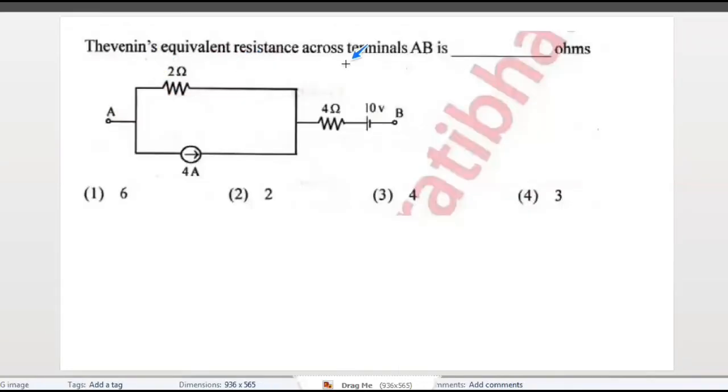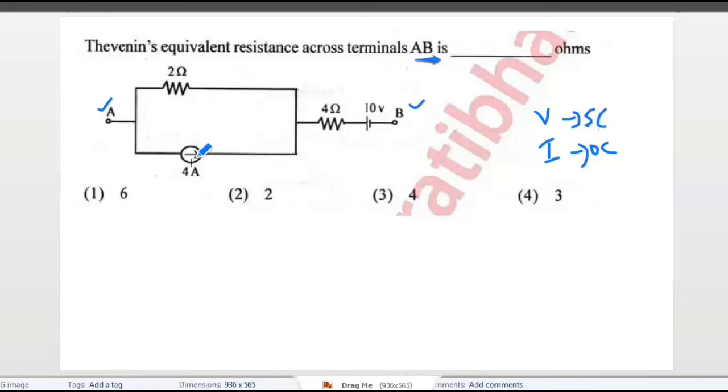Thevenin's equivalent resistance across the terminals A, B is. So you have to find the Thevenin's equivalent resistance between the terminals A and B. In order to find that, we need to short circuit the voltage source. So the voltage source has to be short circuited and current sources have to be open circuited, or replaced with their internal resistances. So voltage sources are short circuited and current sources are open circuited.